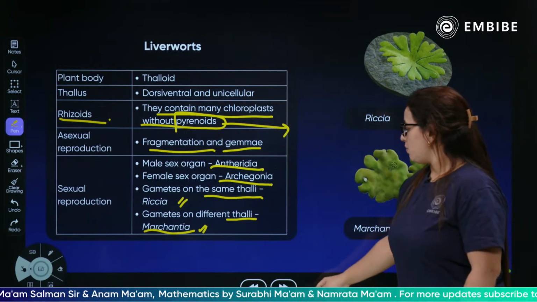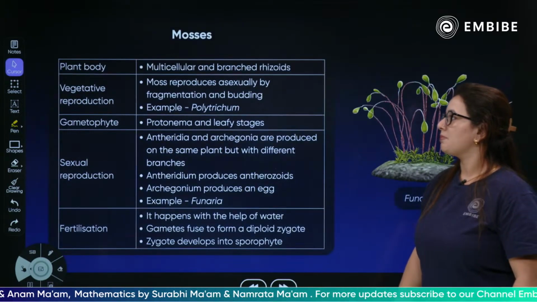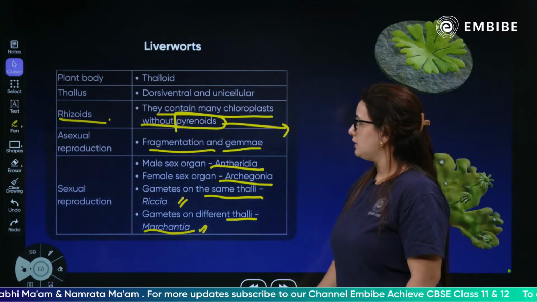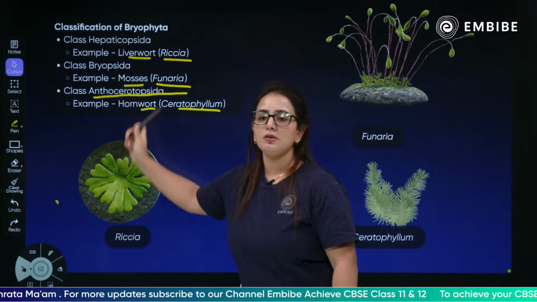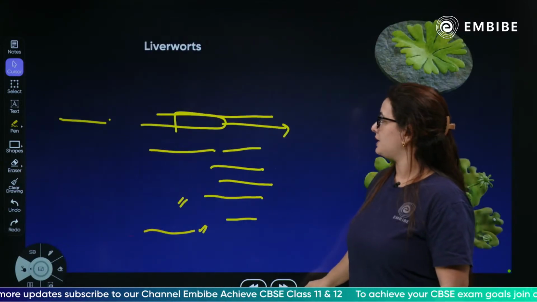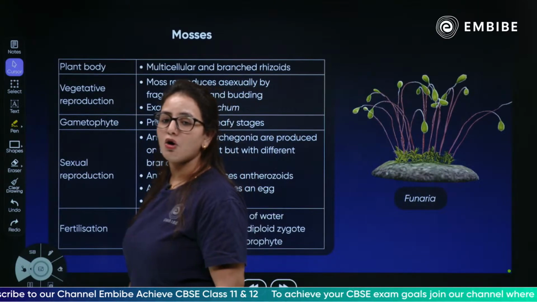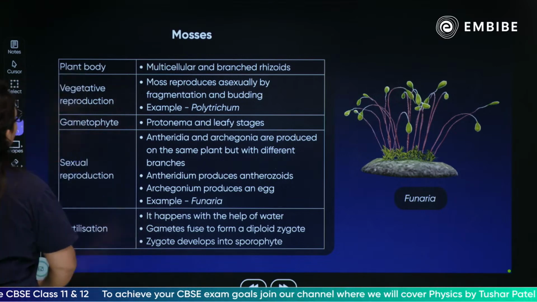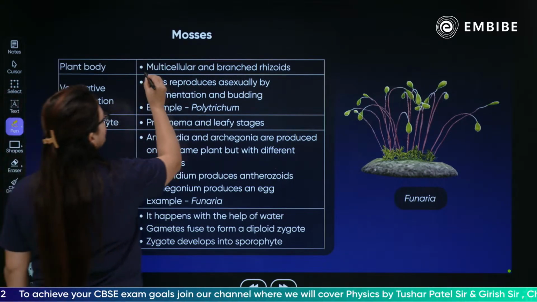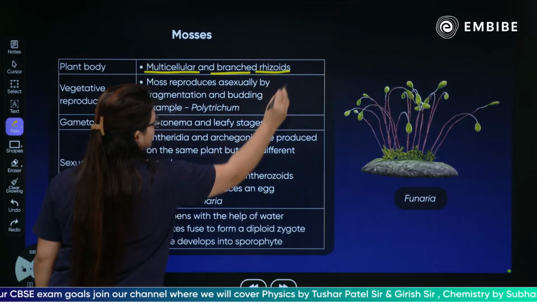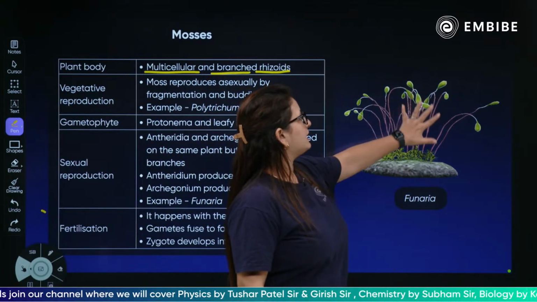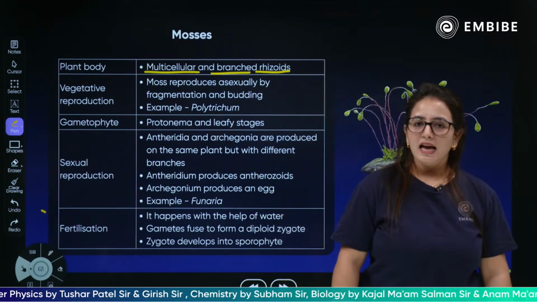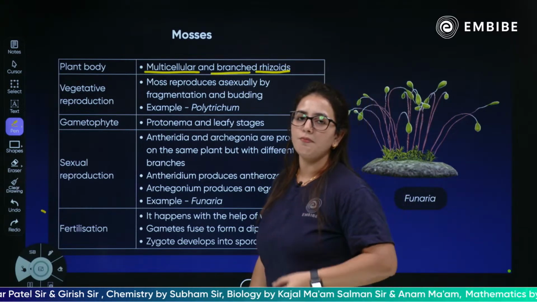Moving forward, talking about the mosses. What do the mosses belong to? The mosses belong to the Bryopsida, yes or no? In short, we are discussing each class. The mosses belong to the class Bryopsida. Let's see what kind of features the mosses have. In the Bryopsida, the plant body is completely multicellular and branched, having rhizoids. As you can see, this is how the plant body of the Bryopsida, the mosses, looks.